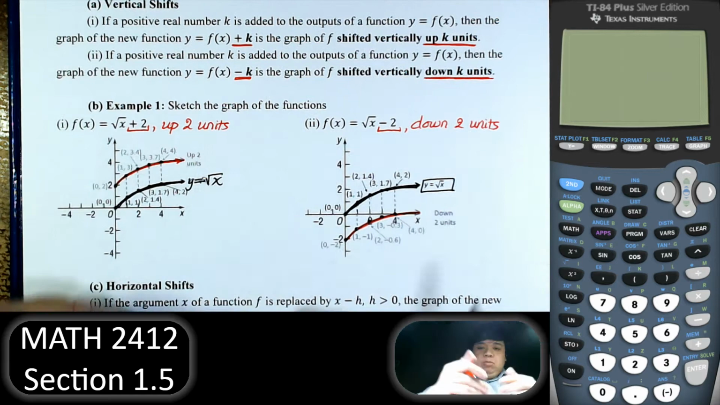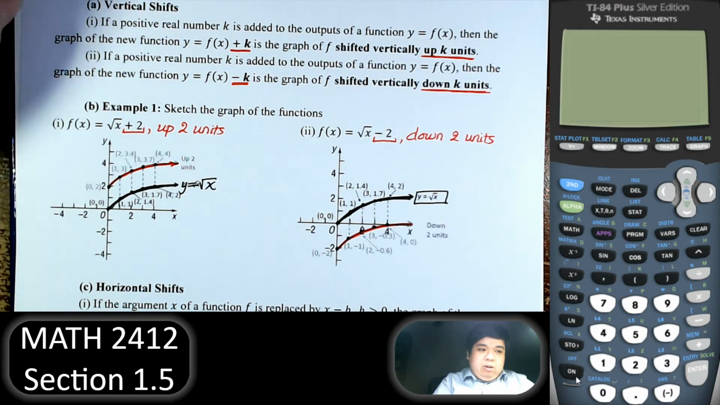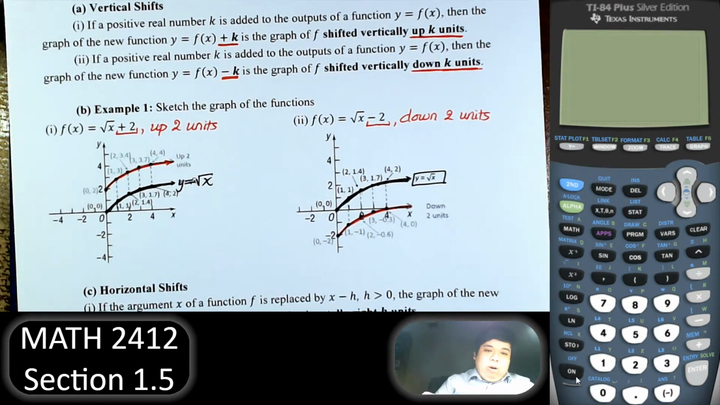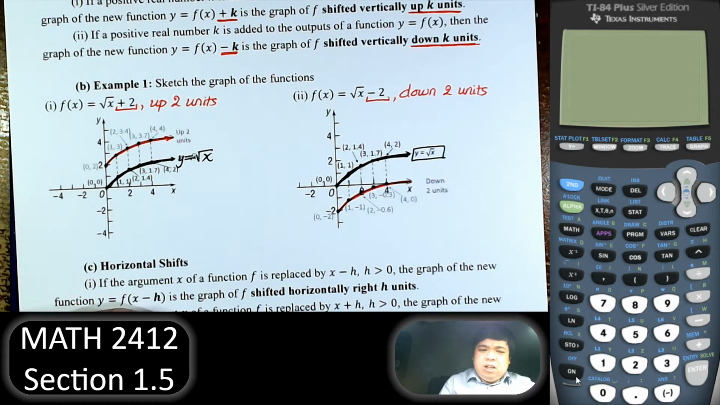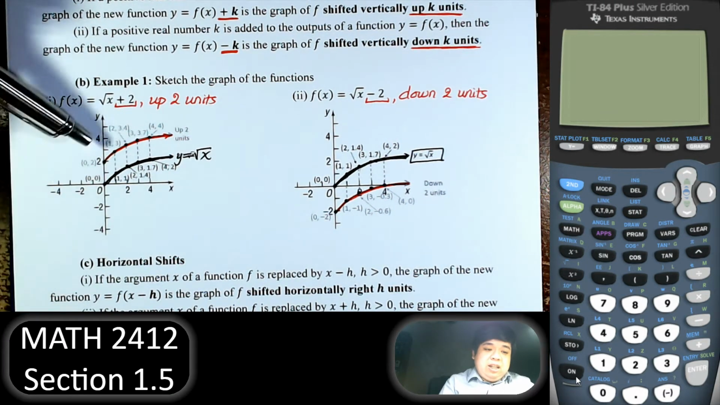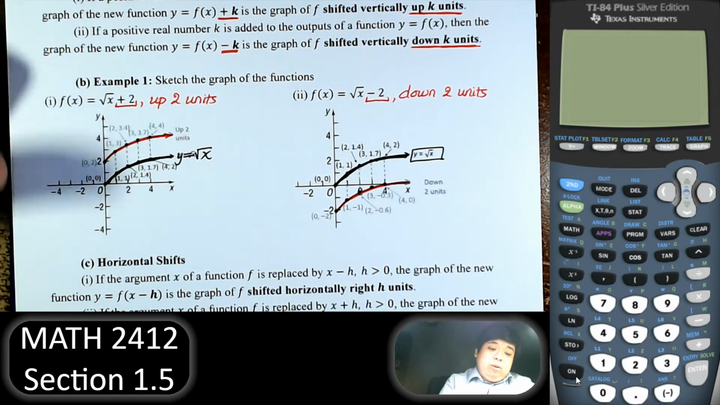Right, just translate. Of course, the graphing part is easy. If we just want to see what the graph will look like, we just put it in the calculator and get the graph. But the focus here is the idea of how we transform the graph. In this case, if we add a positive number, it goes up. If it's negative, it goes down.